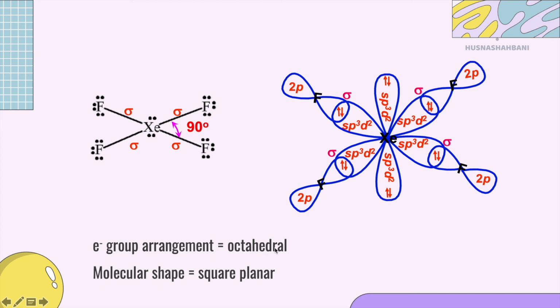Electron group arrangement is octahedral because it has 6 electron groups. Molecular shape is square planar because the 6 electron groups include 2 lone pairs. So square planar.